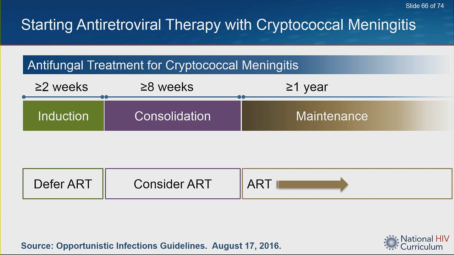In the first 2 weeks of induction therapy with cryptococcal meningitis, ampho plus 5-flucytosine, clearly I think there's consensus to wait. Don't start antiretroviral therapy that early. Then there's the consolidation phase, which is 8 weeks of high-dose amphotericin. That is a period where the guidelines say you can consider it. And my own opinion would be, if you're going to do it in here, I probably wouldn't do it right in here.